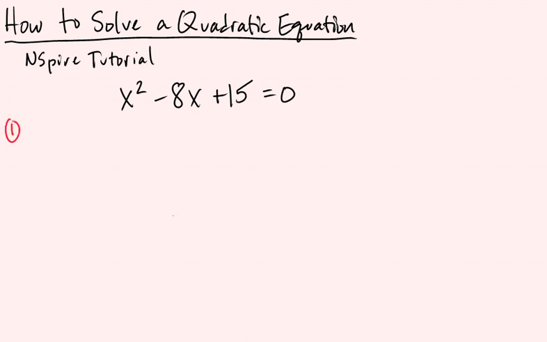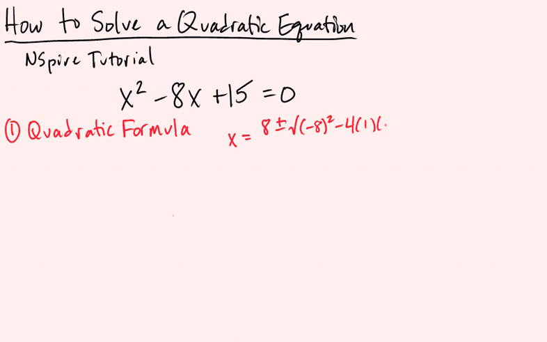The first method a lot of people like is the quadratic formula. Why do people like this? Because it always works. Even if it is a little bit sloppy in the work, it always works. I'm not going to write it down. I'm just going to set it up here for you. So if you recall, x equals opposite b, which would be 8 plus or minus the square root of b, negative 8 squared, minus 4 times a, which is 1, times c, which is 15, and all over 2 times a.